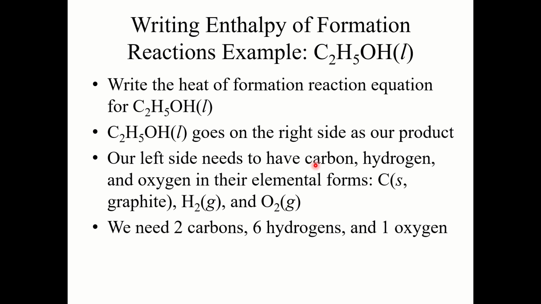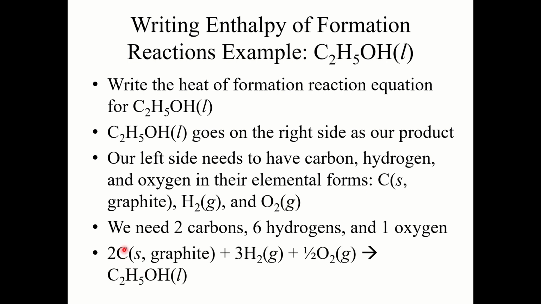Now we need 2 carbons, 6 hydrogens, and 1 oxygen. So this would be 2C, parentheses S. Now if you go to write these yourself, you don't need to include the graphite part, you can just put parentheses S, plus 3 H2, G, plus 1/2 O2, G forms C2H5OH, L. So it's pretty simple. You just take the product you're looking for, put it on the right side, its coefficient has got to be 1, and then on the left side, on the reactants, you just include the atoms that compound is made of in their elemental forms.